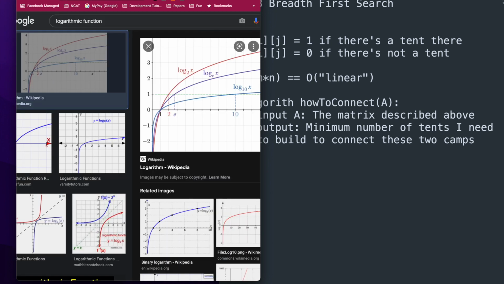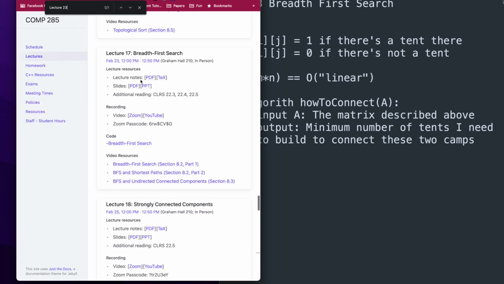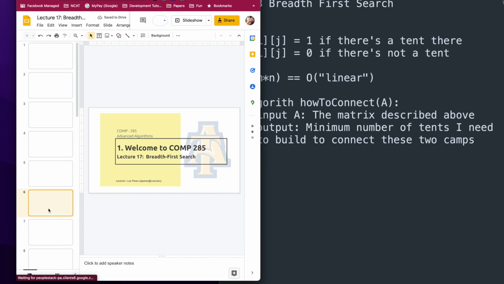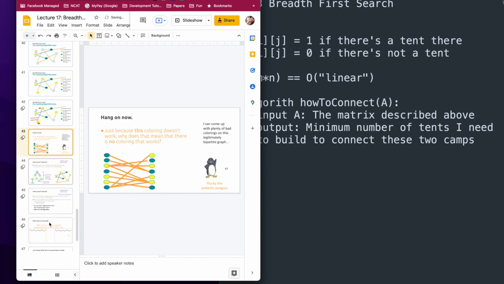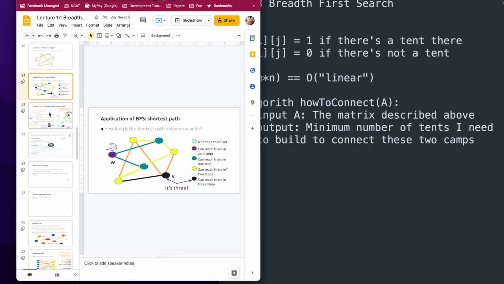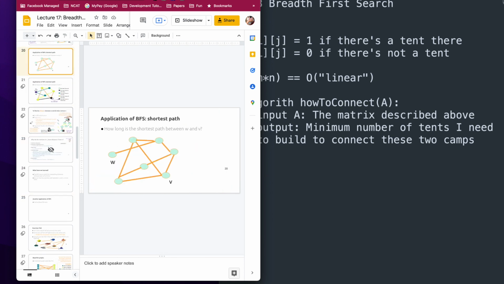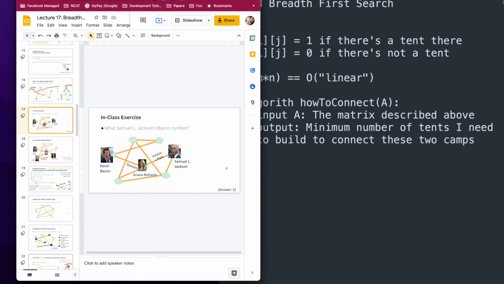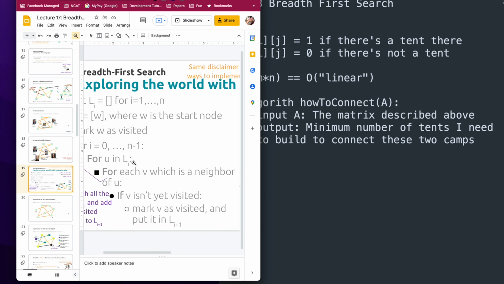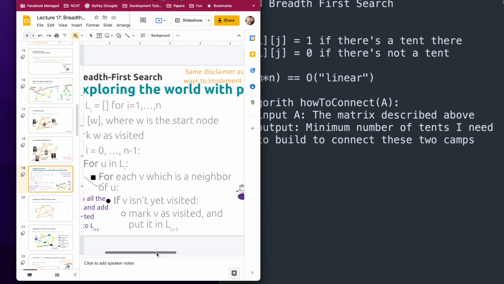So I encourage you to head back to the breadth first search lecture, pull that up, and make sure you understand the information around the pseudocode for breadth first search. I think we did cover breadth first search a few times. The pseudocode is here. So this is the pseudocode for breadth first search. Let's zoom in a little bit so we can see it a little better.